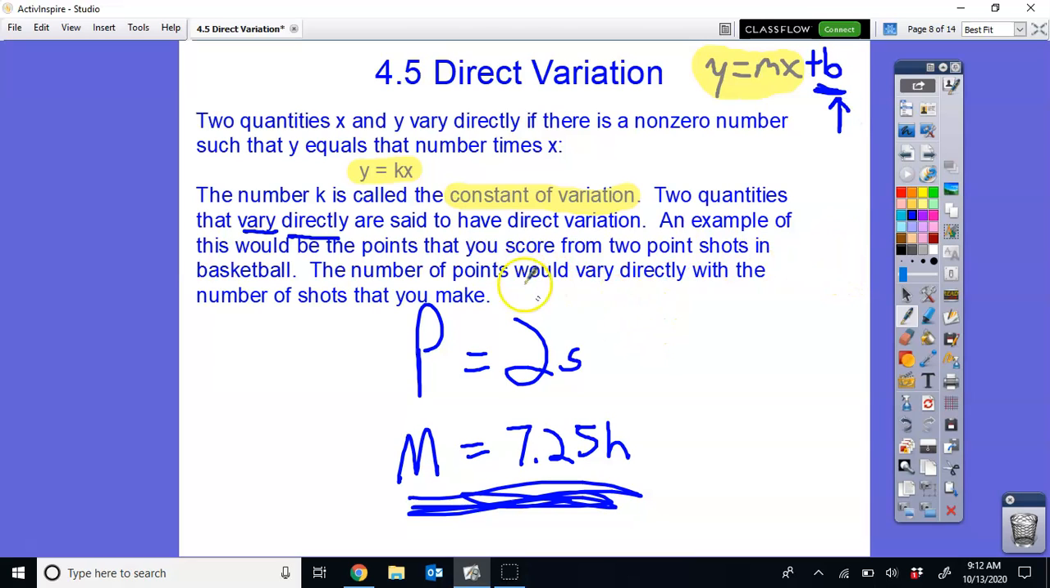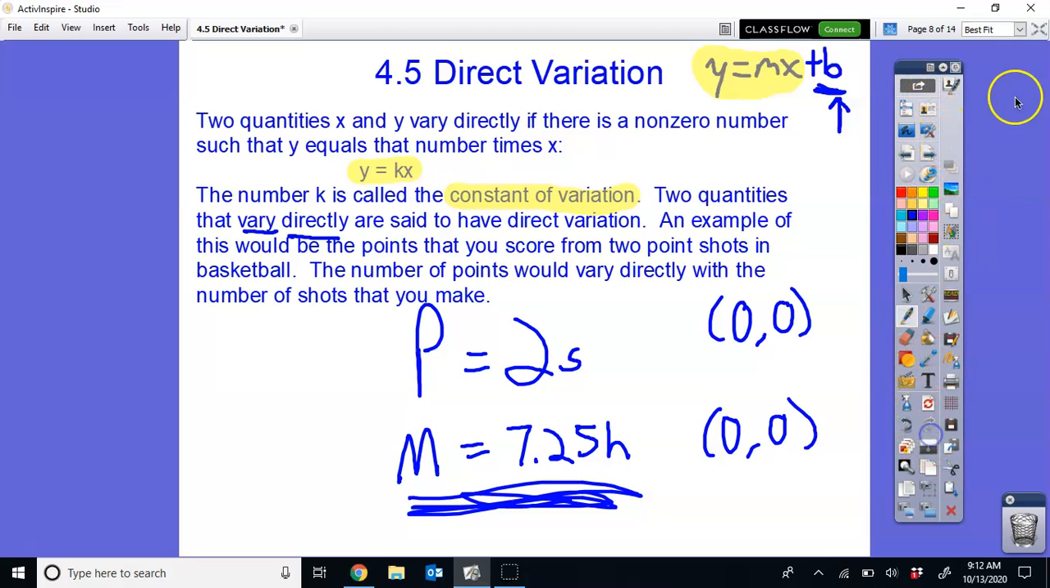Well, think about this. In basketball, if you don't make any shots, you don't score any points. So (0, 0) would be a point on your graph. Or in other words, your beginning amount would be nothing. Same thing if you're working at a job. If you work 0 hours, you get $0. So that is the same thing. That is the point that is right in the middle of the graph. No y-intercept there. So your beginning amount, where you begin your graph, is always (0, 0).